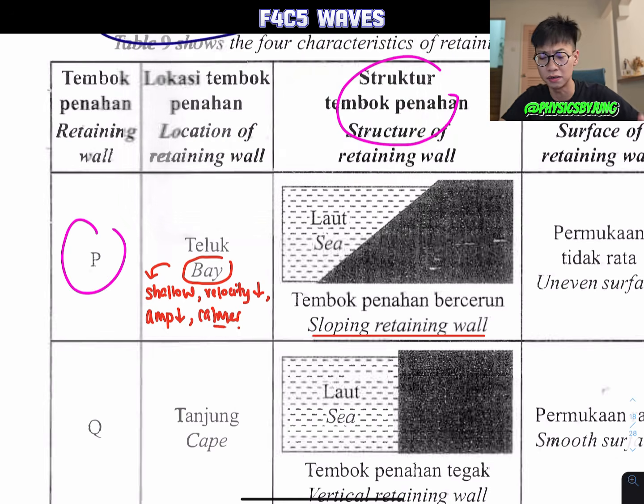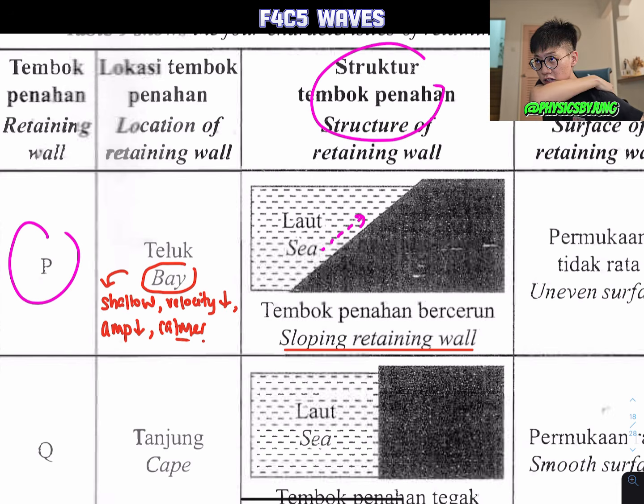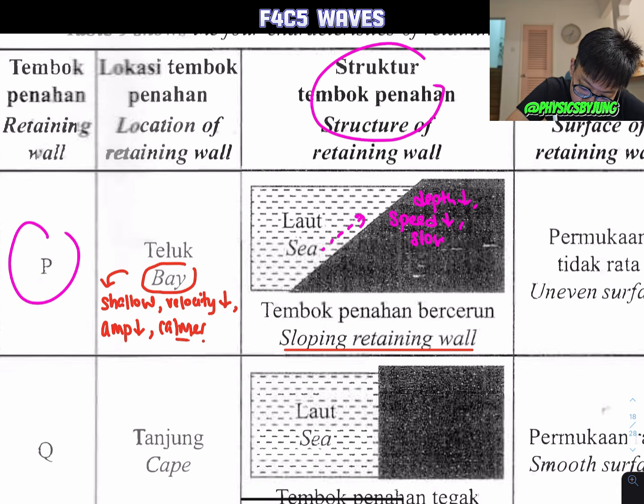This one also is quite easy to explain. You can also use back the same thing. Why? Because if it's a slope, we can say as the depth decreases, your speed actually decreases, so therefore you will slow the wave, or you can say that your waves are calmer as well. So can your answer stack? The answer is yes. Can it be repeated? The answer is yes. All right.